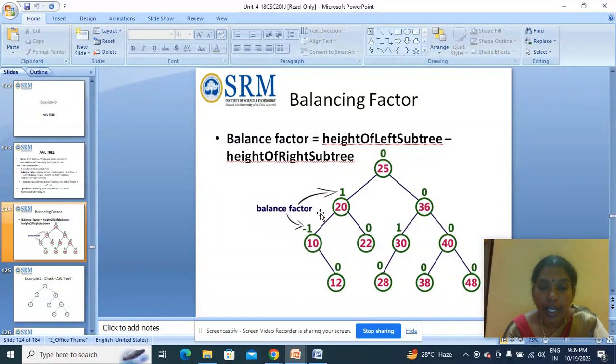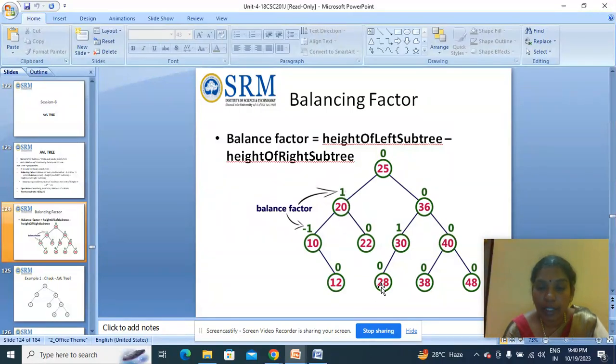For this 20, the left subtree height is the path height. Here two edges are available, 1 and this one is 2. So the left subtree height of the 20 is 2. The right subtree height of the 20 is 1. So 2 minus 1 is 1. So that's why here the balance factor is 1.